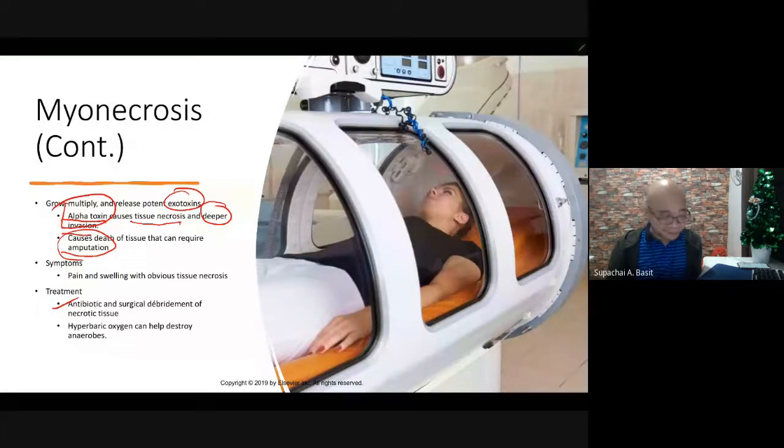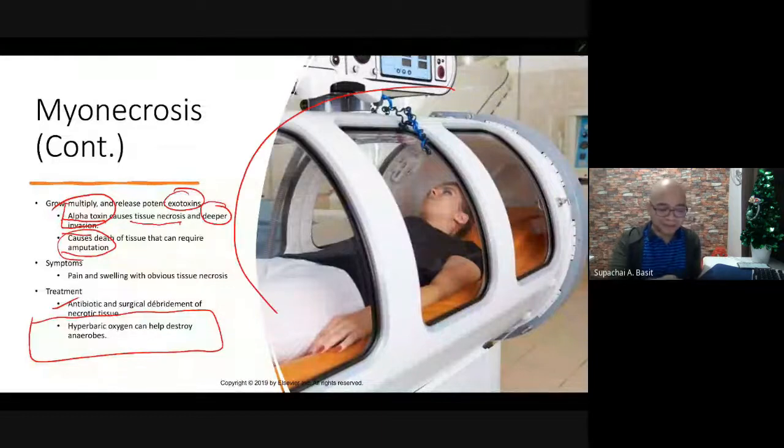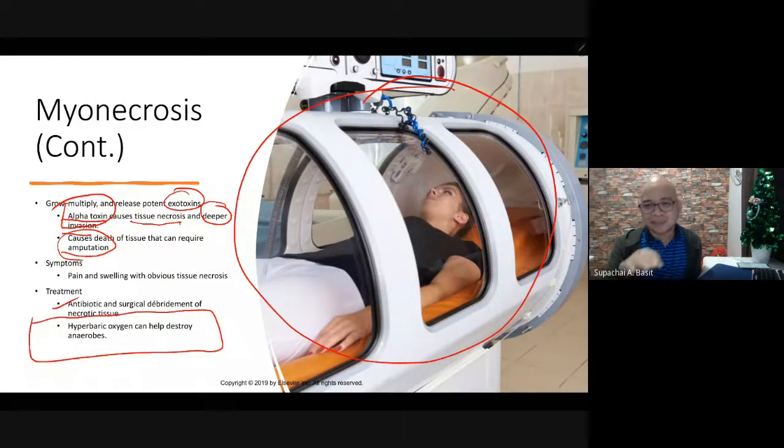And sometimes they also use the hyperbaric oxygen chamber. This chamber is rich in oxygen, and of course, allowing the patient to be inside the hyperbaric oxygen chamber will somehow discourage the growth of anaerobic bacteria. So this could be a possible treatment as well.